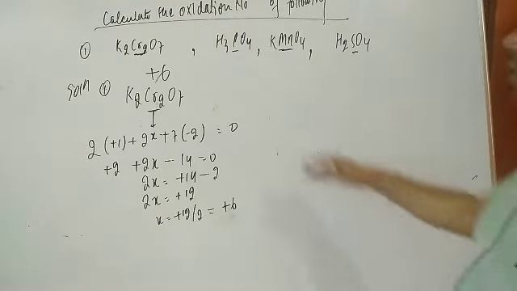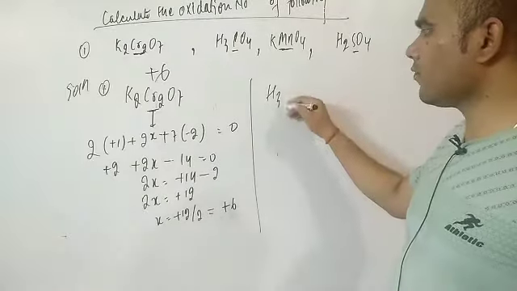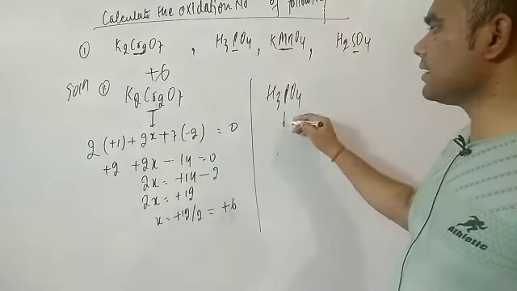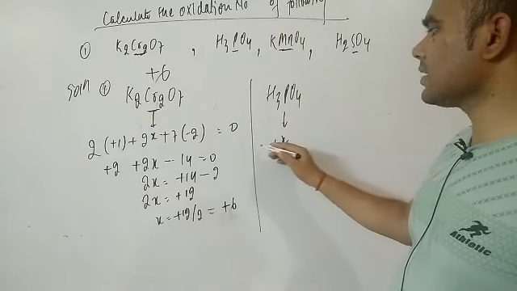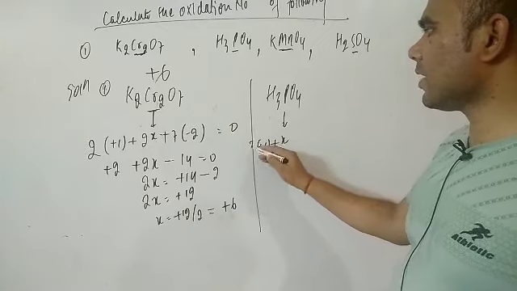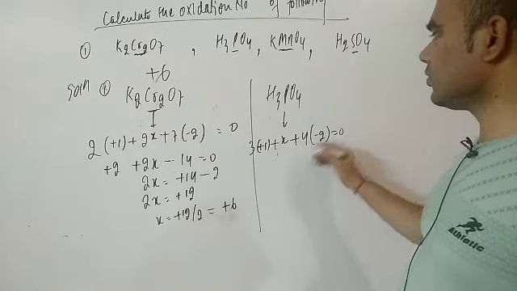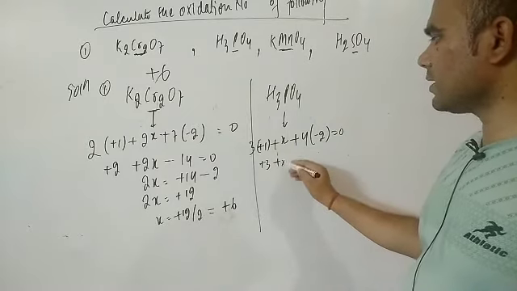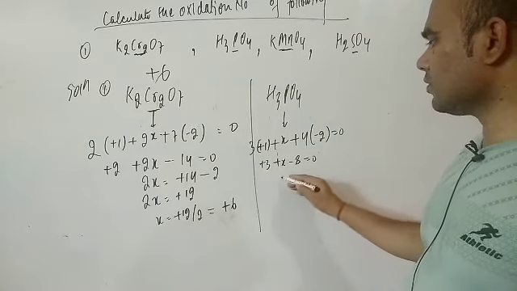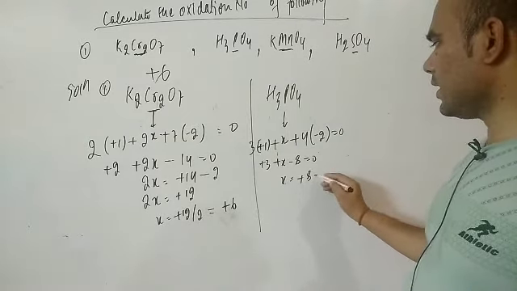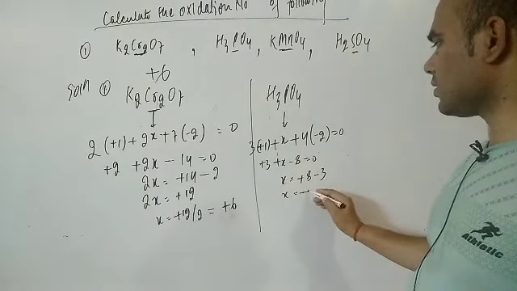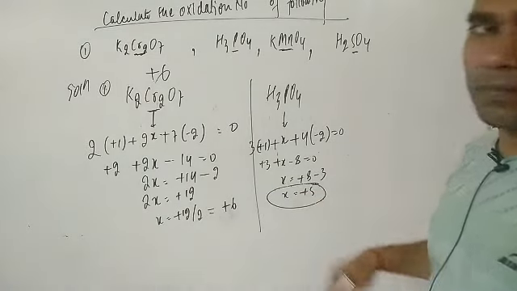Suppose we are talking about H3PO4. There is no peroxide linkage. Here phosphorus is x. Hydrogen is +1 multiplied by 3, plus 4 oxygens at -2, equal to 0. So +3 plus x minus 8 equals 0. So x equals 8 minus 3, that is +5.